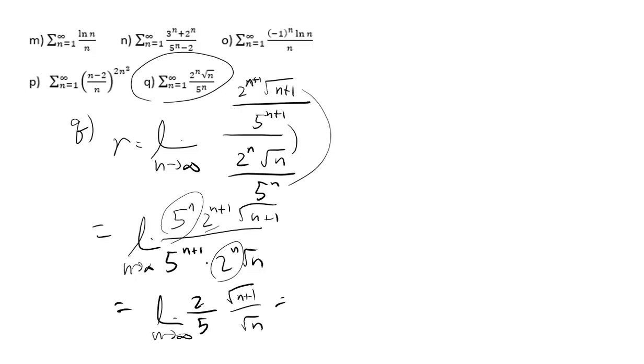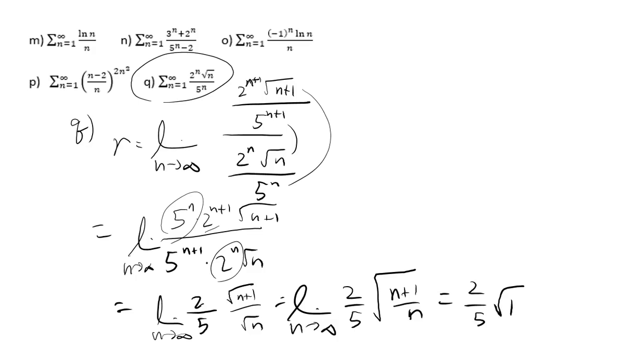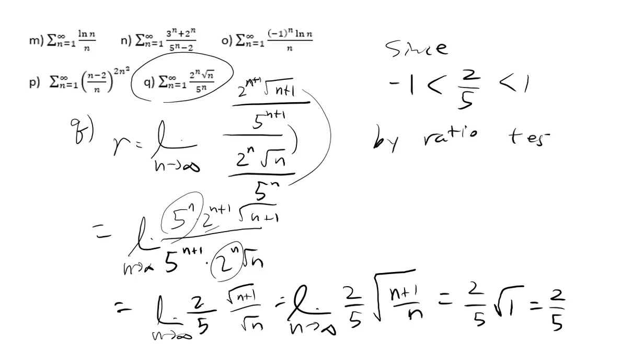But that's just the limit as n goes to infinity of 2 over 5 times square root of (n plus 1 over n), which just goes to 1. So that's just 2 over 5 times square root of 1, which is just 2 over 5. Since 2 over 5 is between negative 1 and 1, by ratio test, the series converges.